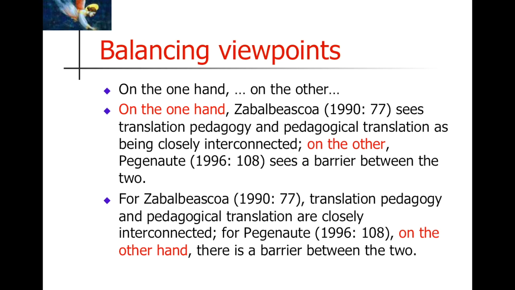You get several viewpoints or arguments that can be balanced. You know how to do this. On the one hand, on the other. You don't have to say "on the other hand." That's implicit. But you can put it in if you want.